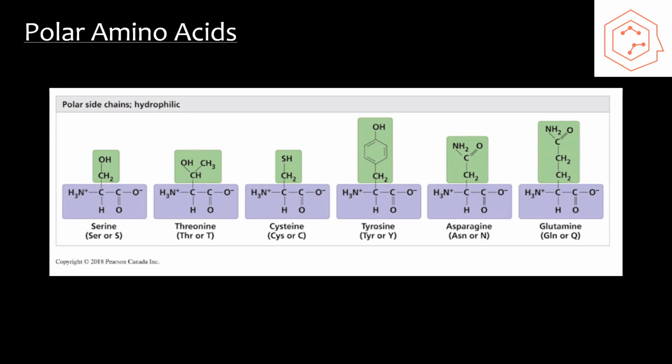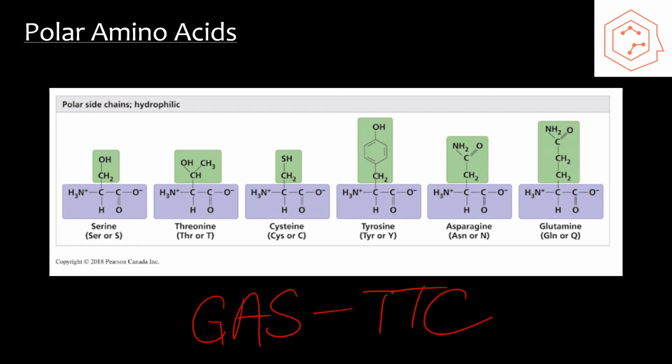A way to memorize this is to use the acronym GAS TTC, where you have glutamine, asparagine, tyrosine, threonine, cysteine. Sorry, I forgot to mention serine over here too.